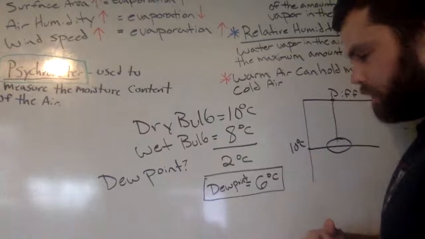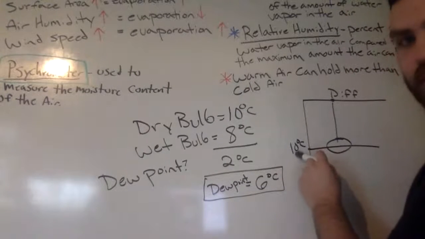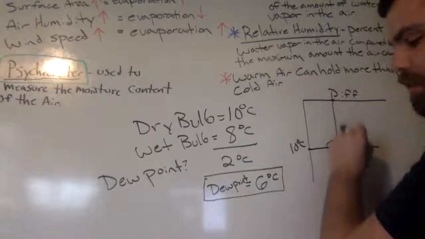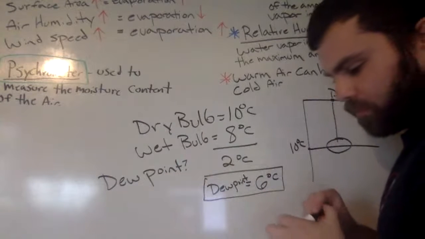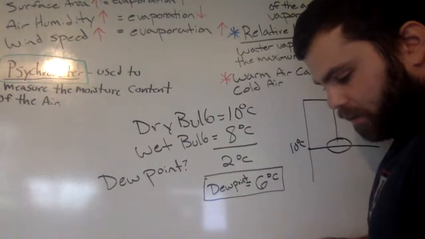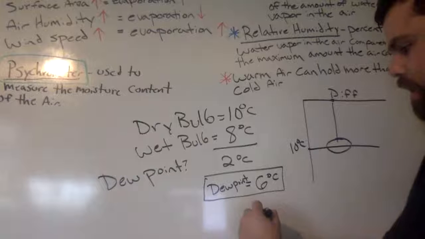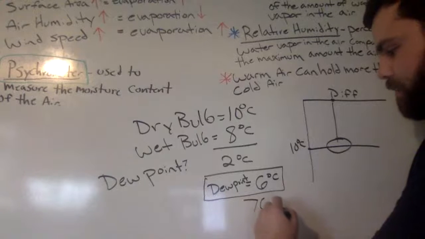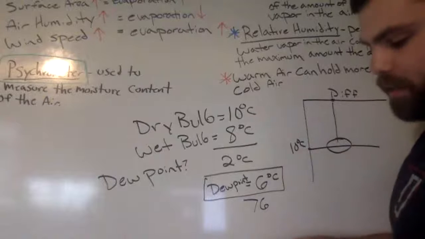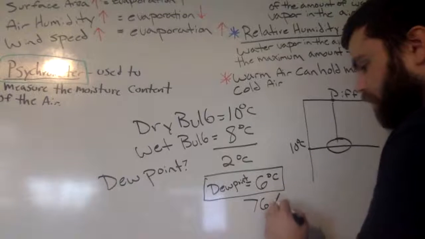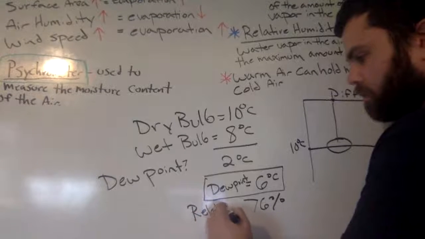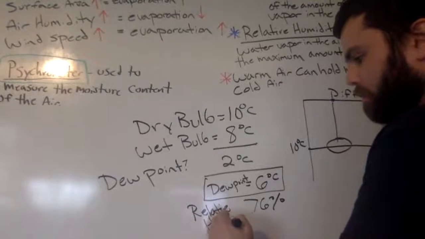So if I mark it down across, we're still going down to 10 degrees Celsius because that's our dry bulb. And then we go to the difference. So we look at it. We have 10. We go to 2. And where they connect, it's 76. But we don't do degrees Celsius. We look at what the units are, and it's percent. So that's our relative humidity.